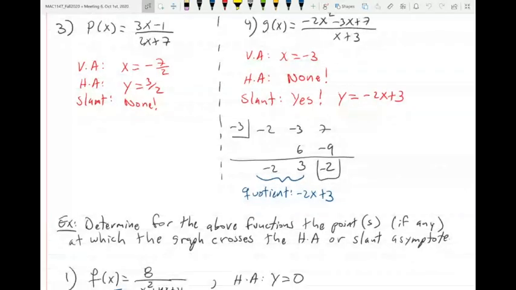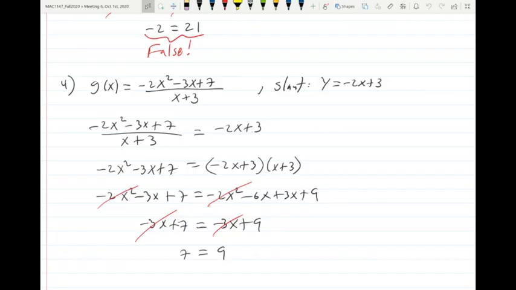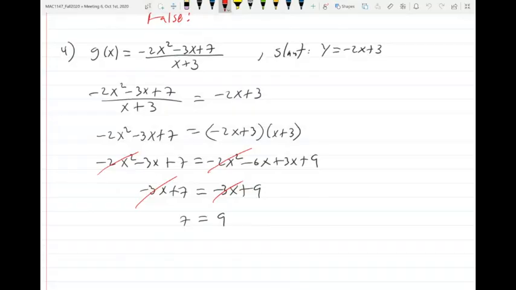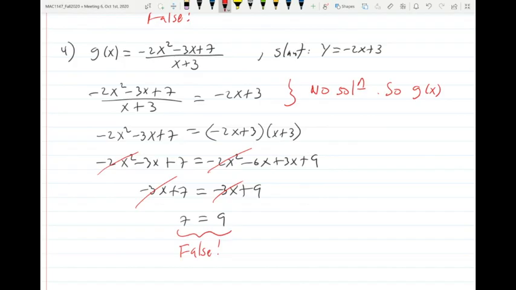All right, so we are here trying to figure out whether we're crossing that slant asymptote or not. But it turns out that we get this statement, 7 equals 9. Once again, it makes no sense. This is false. And what does this mean? Well, it means that this equation has no solution. In other words, the function g of x will not cross its slant asymptote. Okay, question.